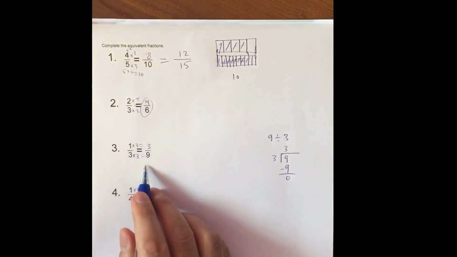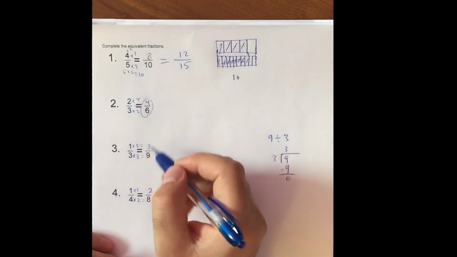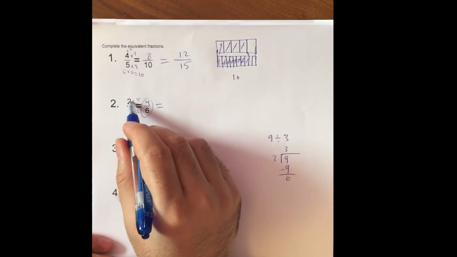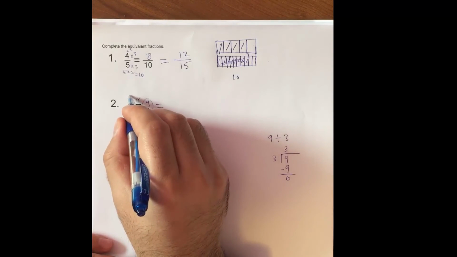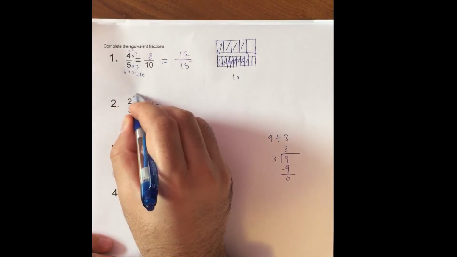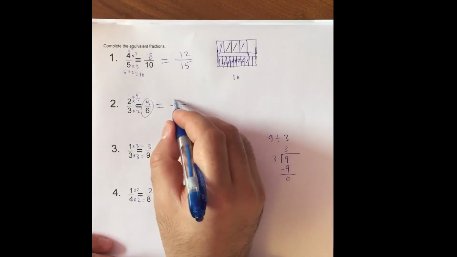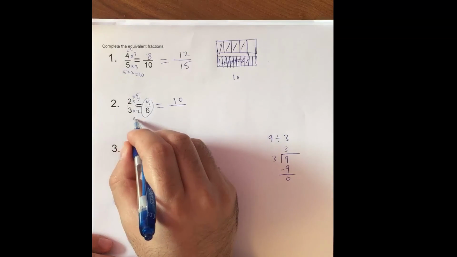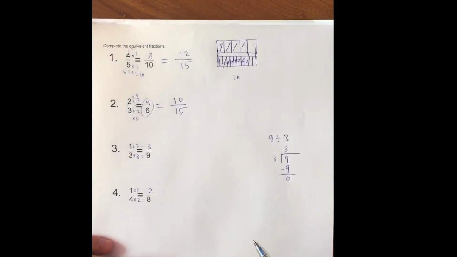Remember, there are infinite equivalent fractions to each one of these. Another one could be to multiply 2 by, let's say, 5. 2 times 5 is 10. Then we have to multiply the denominator by the same number. 3 times 5 is 15.